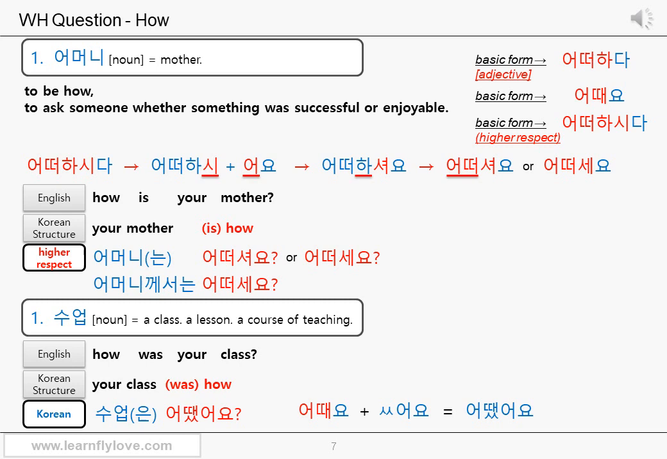Let's get back to the sentence. How is your mother? Your mother is the subject and how has to be the predicate in a Korean sentence. We need only these two in this sentence. You don't even have to think about the normal honorific form of this sentence because we always have to use a higher respect form when we talk about someone else's mother or about my own mother. Mother is 어머니. We don't need the possessive your.